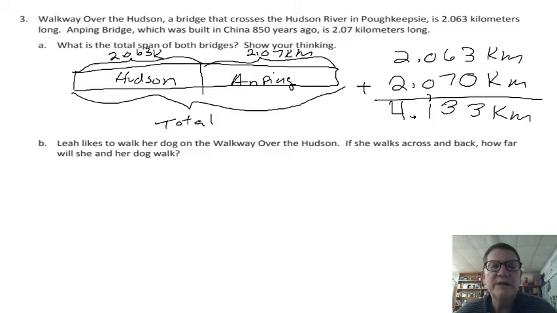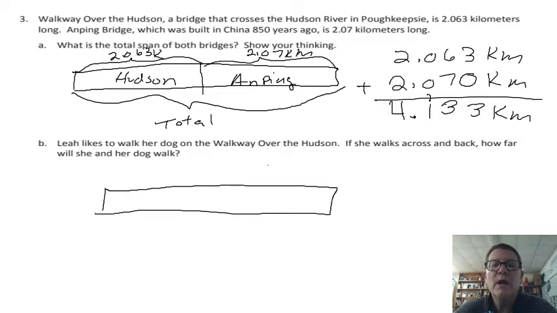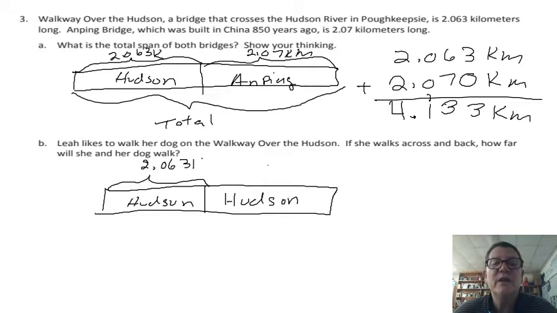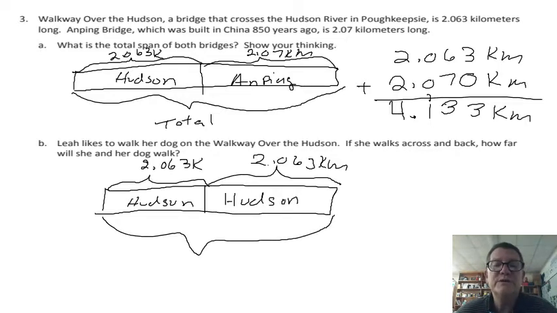Our last one says Leigh likes to walk her dog on a walkway over the Hudson. If she walks across and back, how far will she and her dog walk? Well, if I have a tape diagram and I'm going to put the Hudson twice, and I know that each time I went across was 2.063 kilometers. And once again, we're looking for the total distance.